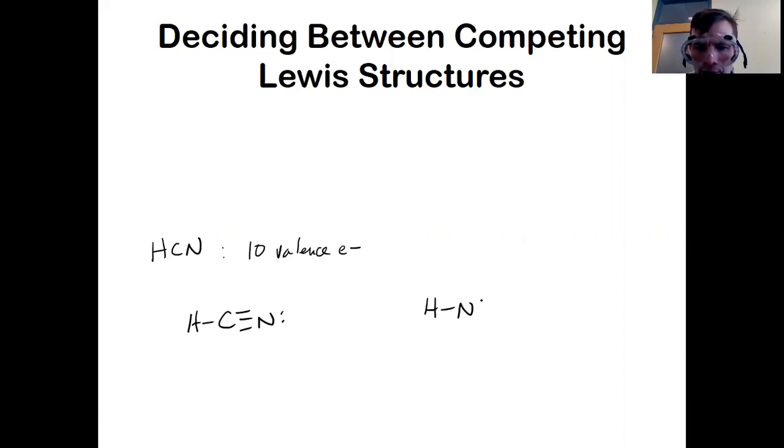So one of the possibilities has carbon in the middle, and one of the possibilities has nitrogen in the middle. Both of these structures have 10 valence electrons, and both of them have atoms with satisfied octets. So how do you decide which one is right?